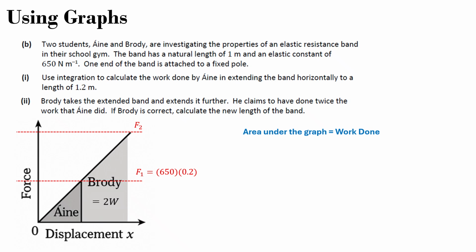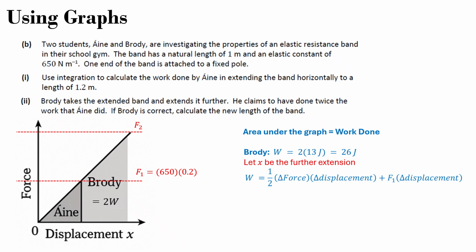So the area under the graph specifically for Brody is going to be the change in the force and the change in displacement, because we're not starting at zero. And we now have two elements to it, so it's going to be a bit more complicated. We have the triangle, which is a half, the change in force by the change in displacement. That delta means a change, so it's the difference between force 1 and force 2. So force 2, take away force 1.